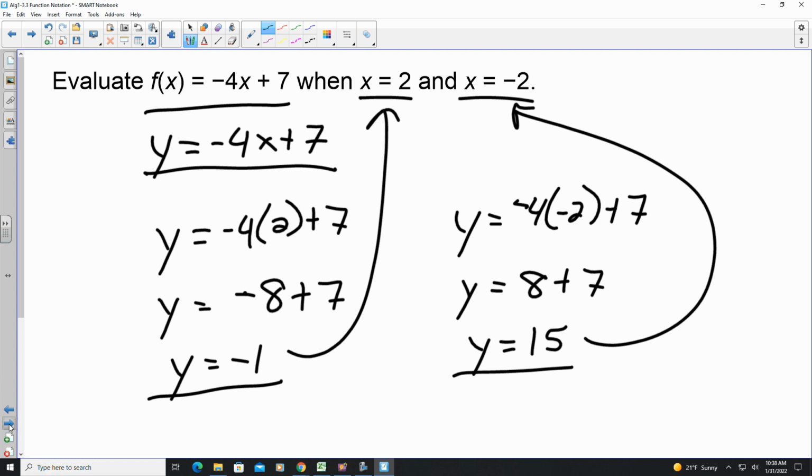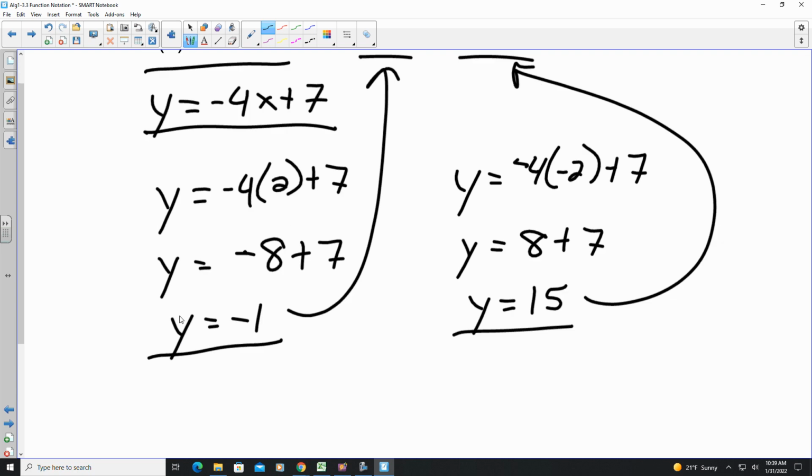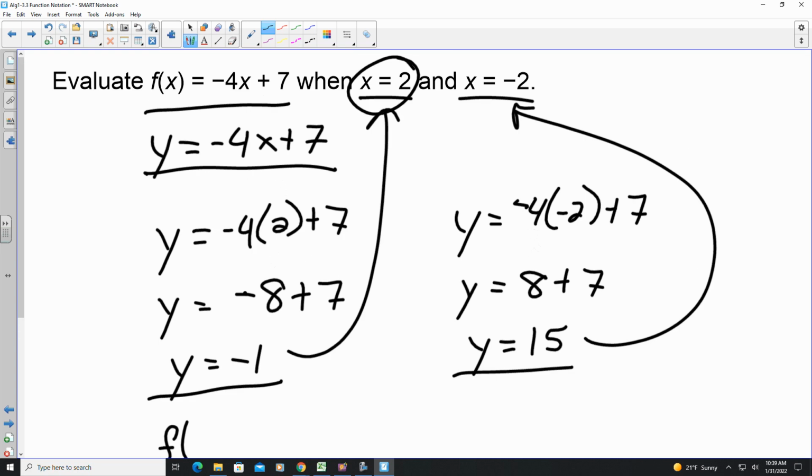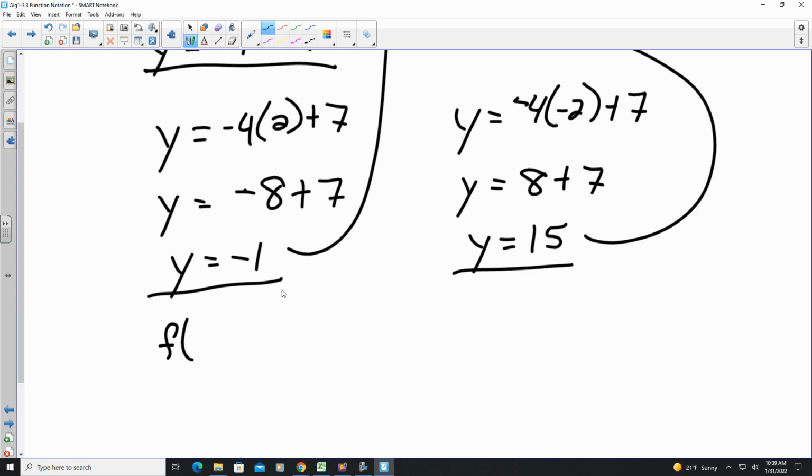But since they have it in function notation, we are going to rewrite it with respect to the function value. This is what it's going to look like as your answer. Instead of writing y, you're going to write f of, and instead of writing x, you're going to write down what x was equal to. x in this case was equal to 2, so this is going to be f of 2. f of 2 is now going to be equal to negative 1. Essentially, this is how you would write it in function notation.